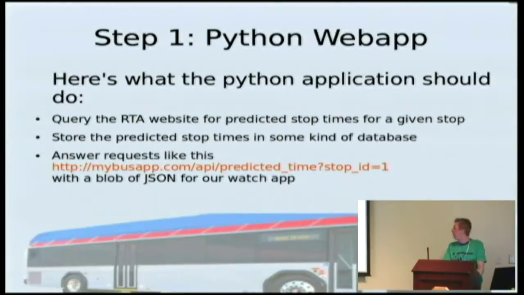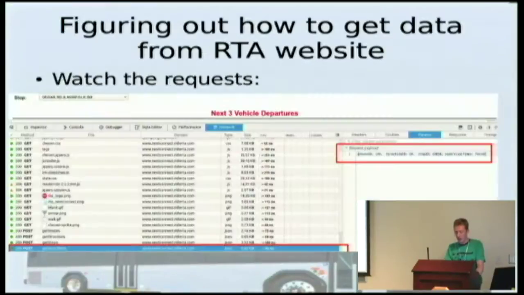Okay, so Python, if we figure out a way to get the data out of the RTA website, is going to query for the predicted stop times for a given stop, and then it's going to store it in the database. Then using some kind of web app like Flask or Django, we're going to try to respond to a simple API request, which is just predicted time with a stop ID, and we're going to have 4 stops.